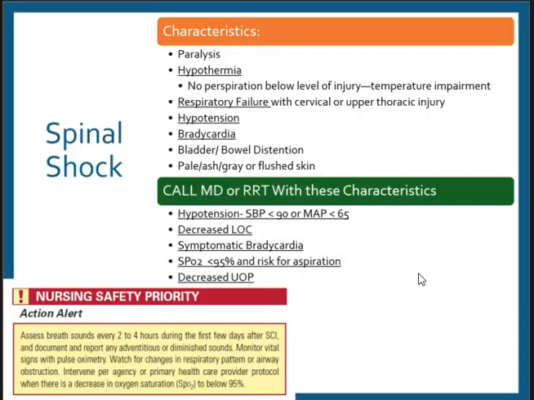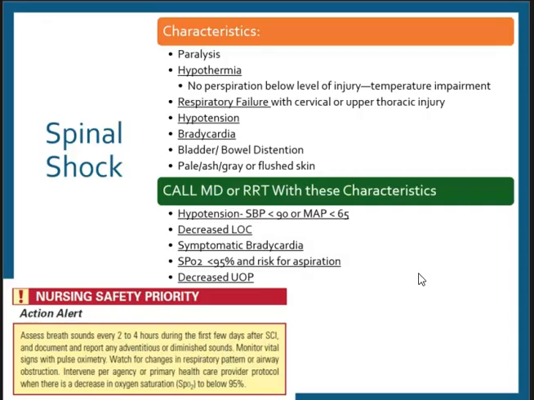So what do we do? Our nursing priority: assess breath sounds every 2 hours, every 2 to 4 hours for the first few days. Document and report any adventitious or diminished sounds. Monitor vital signs with pulse ox. Watch for changes in the respiratory pattern or airway. Remember that with a primary injury you could end up with a secondary injury, and it can go higher up the spinal cord. Intervene per agency or healthcare provider when there's a decrease in saturation below 95%.